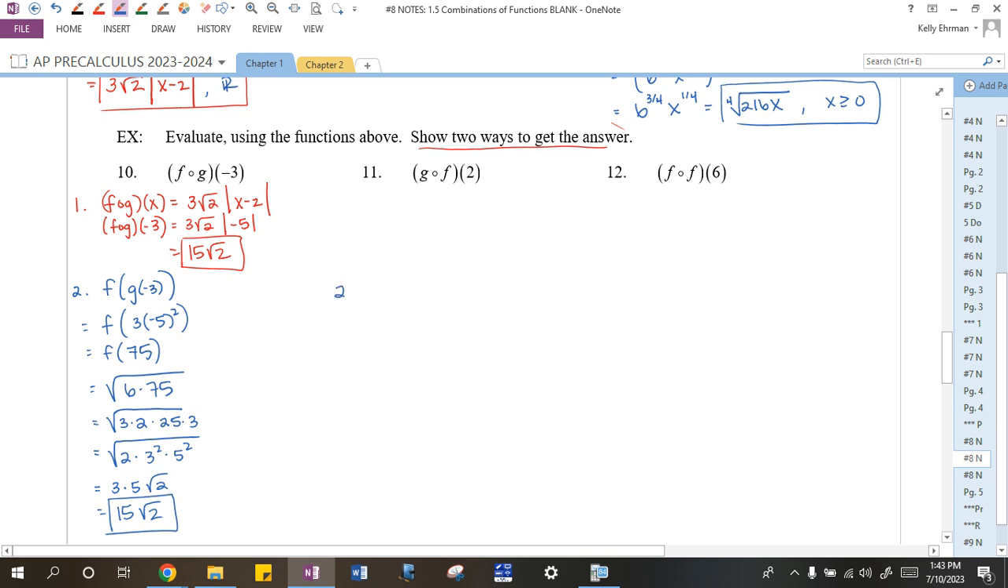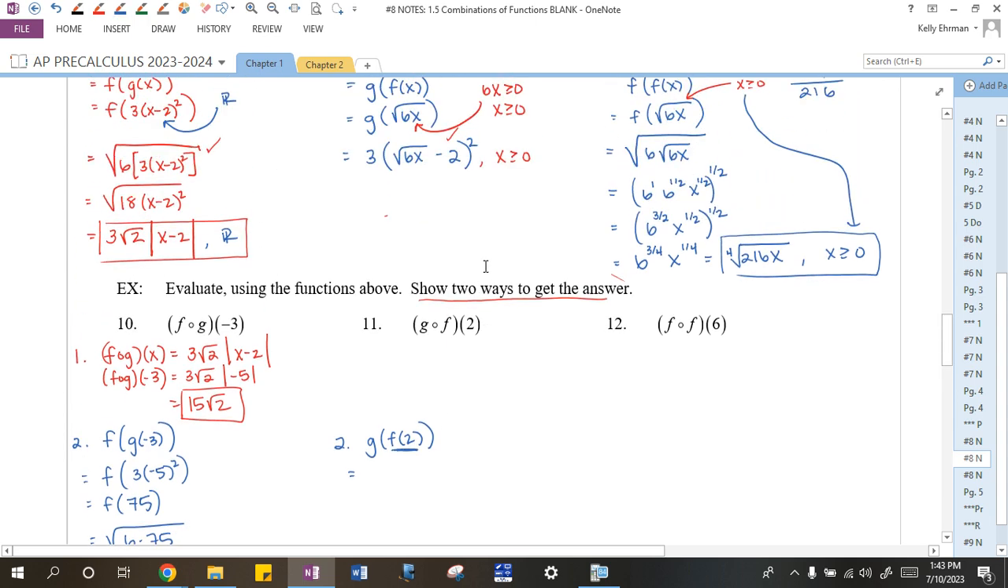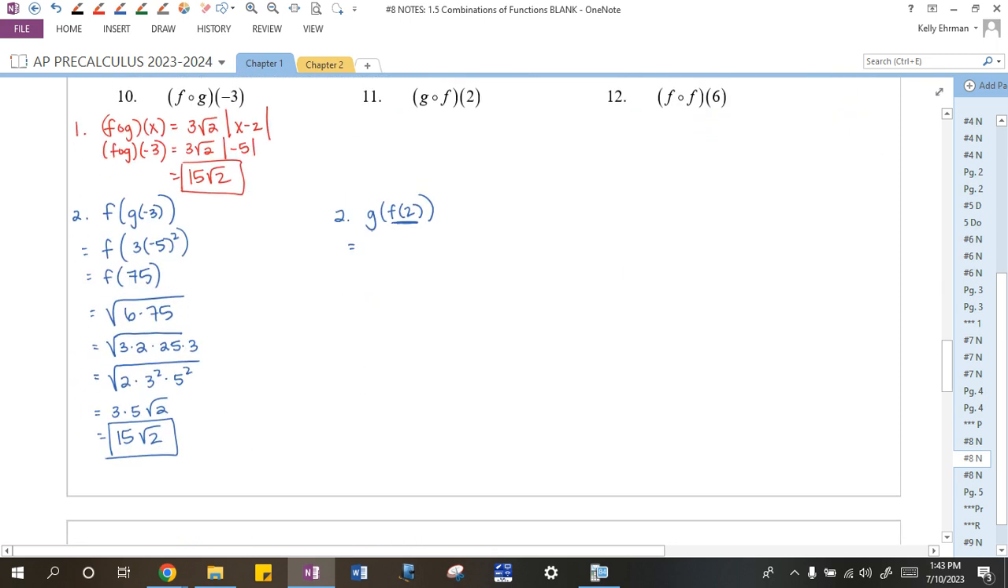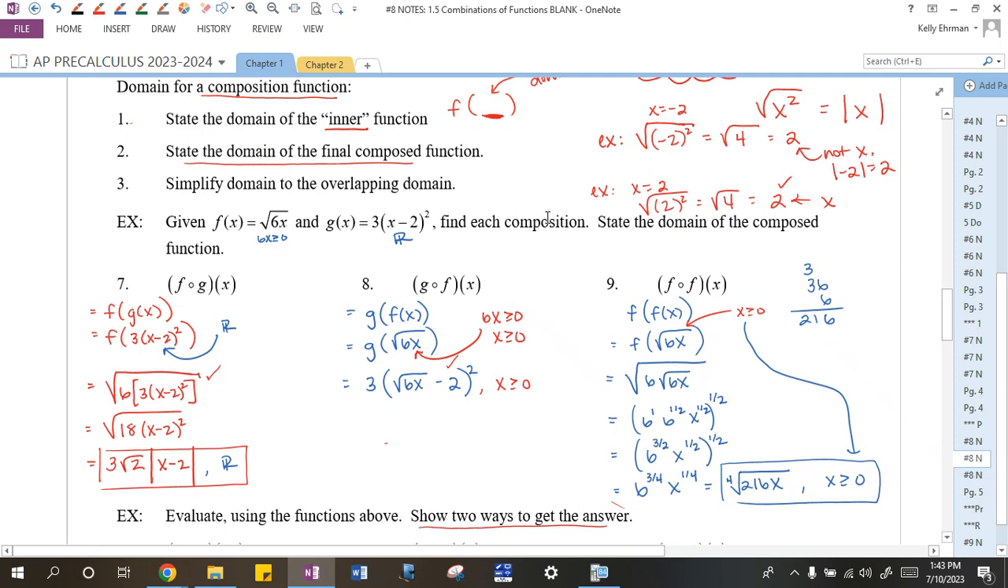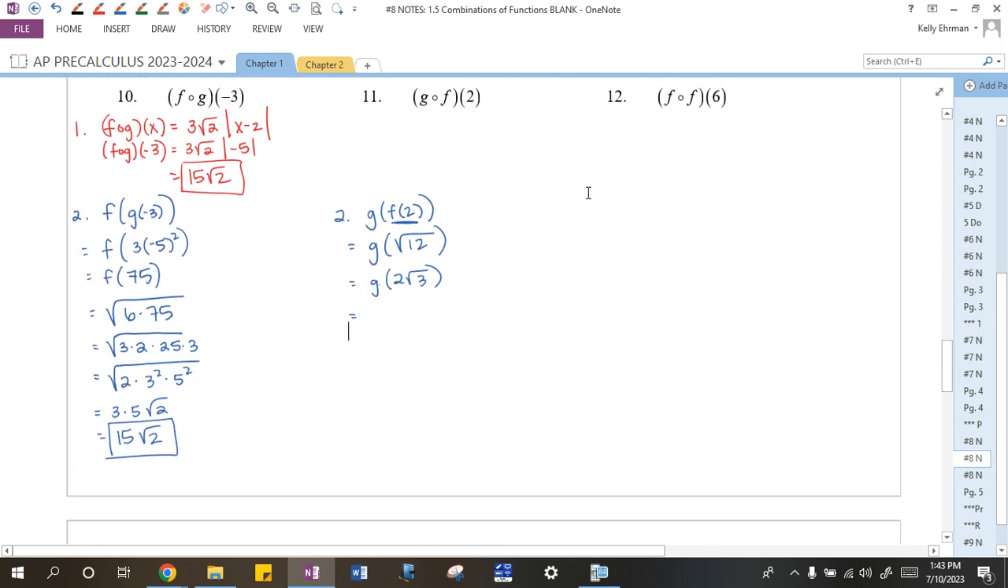For number 11, I'm just going to show the numerical method. So find g of f of 2. You always start on the innermost piece of a function. So find f of 2. F was square root of 6x. Square root of 6x, 6 times 2 is 12. So this is now g of 2 radical 3. G's equation is 3 times x minus 2 squared. 3 times 2 radical 3 minus 2 squared.